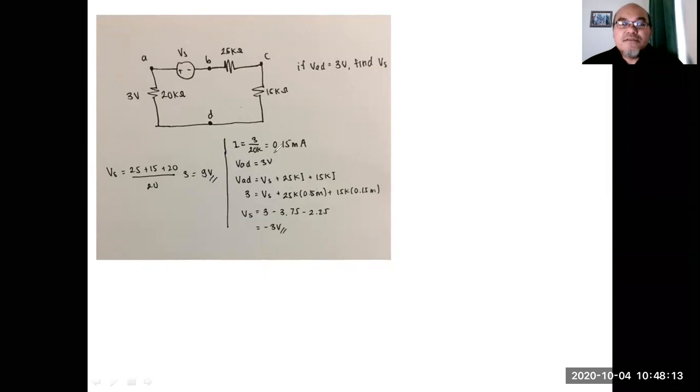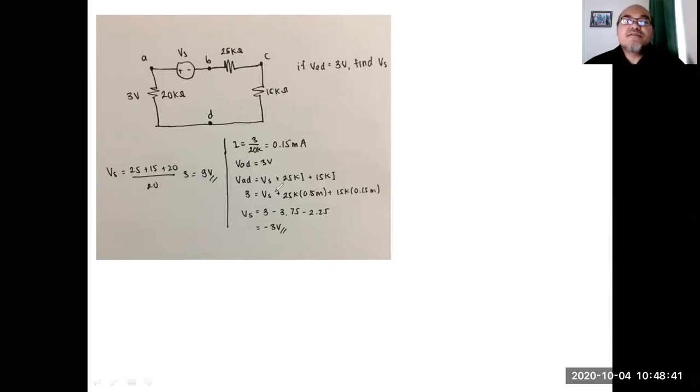So she used this calculation. First, she calculated I equal to 3 divided by 20 kilo ohm to obtain 0.15 milliampere. The VAD is 3 volt. So here we use VAD equals Vs plus 25 kilo ohm multiplied by current I plus 15 kilo ohm multiplied by current I.